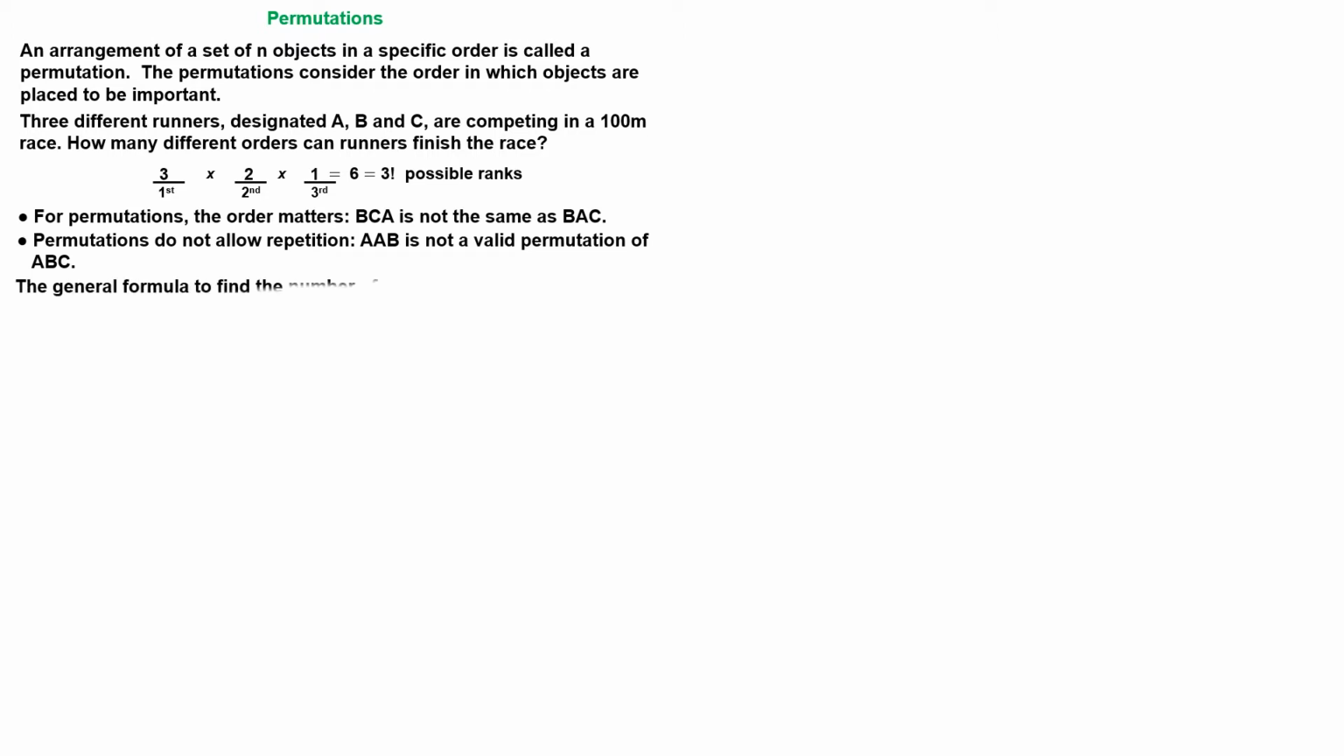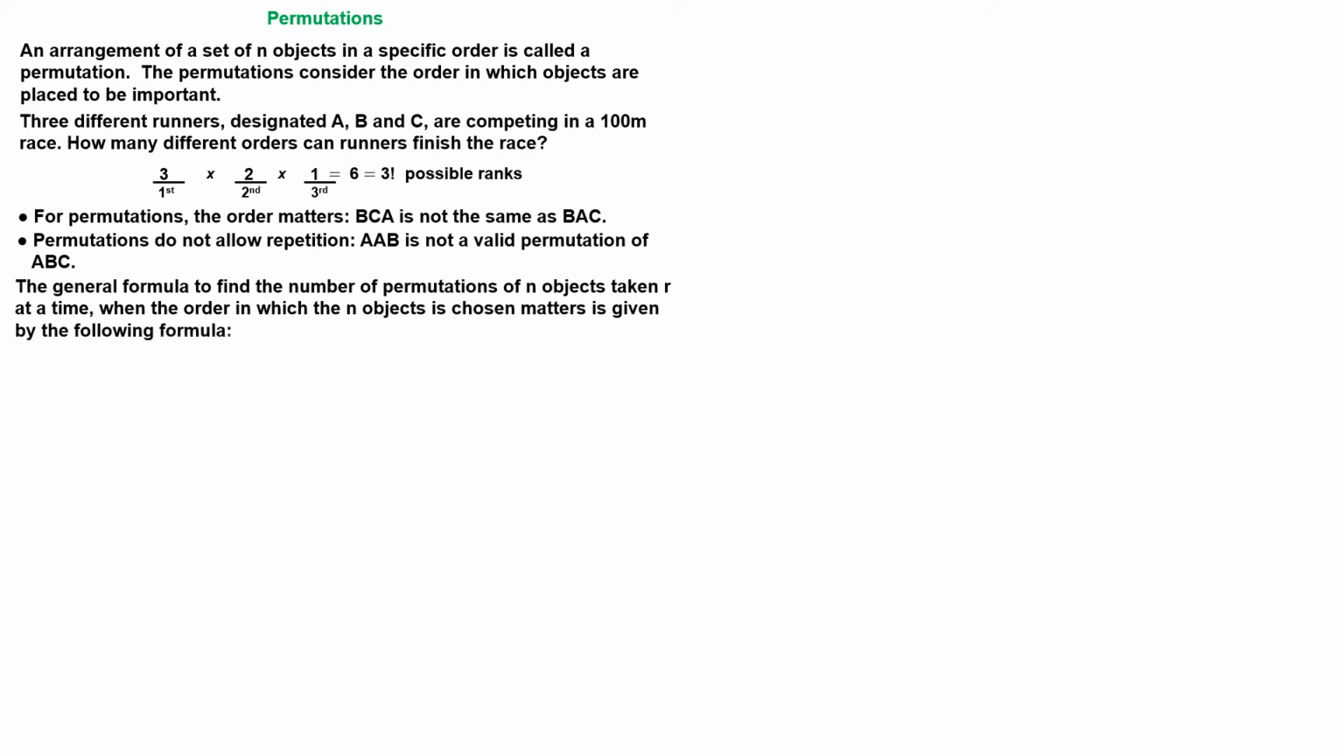The general formula to find the number of permutations of n objects taken r at a time, when the order in which the objects are chosen matters, is given by the following formula. Let's see how it works.